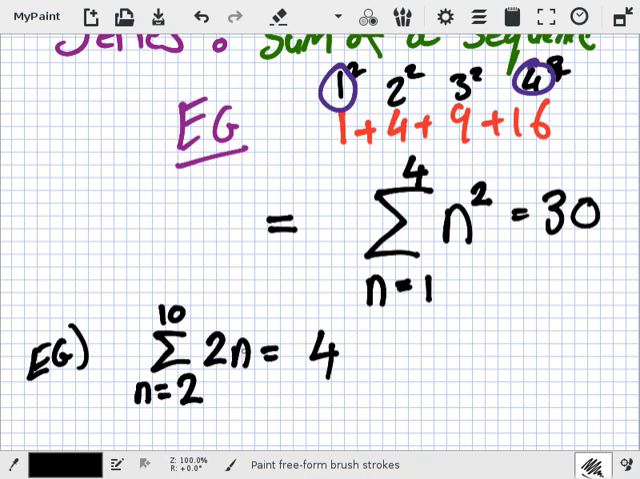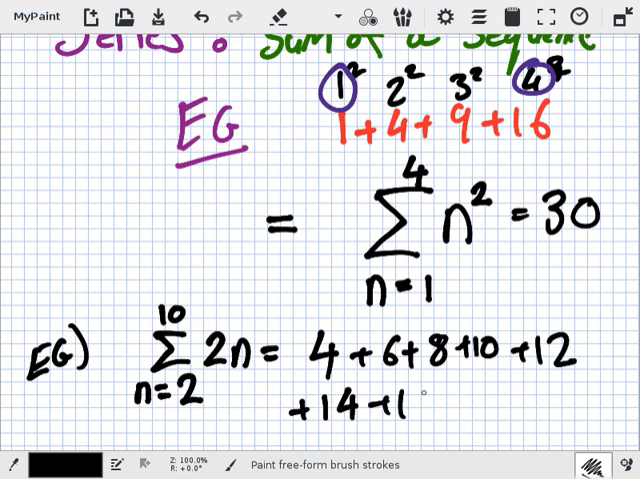So 2 times 2, 4. So it's 4, 6, 8, 10, 12, 14, 16. Where am I stopping, by the way? Yeah, 20, because the last one is 2 times 10. Stopping at 20. And we can add these up on the calculator.